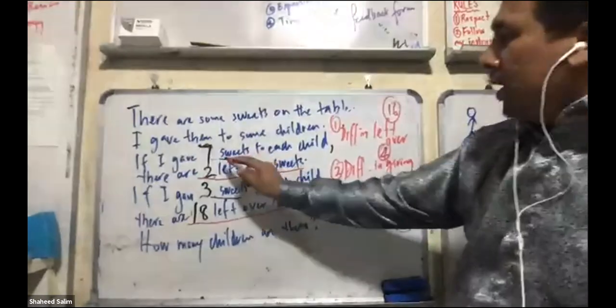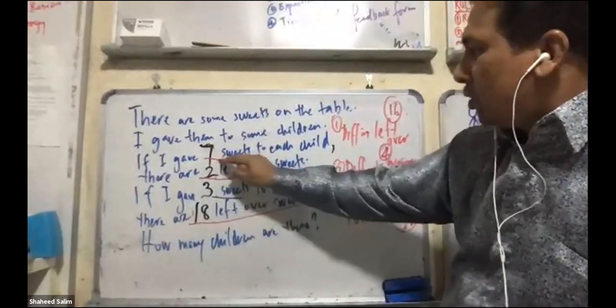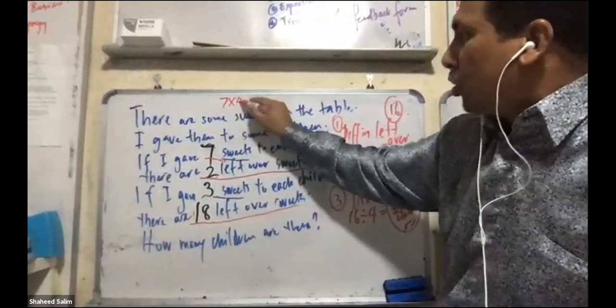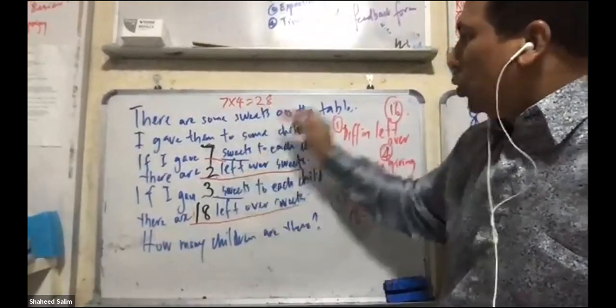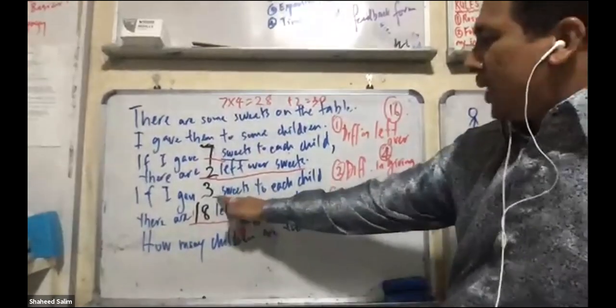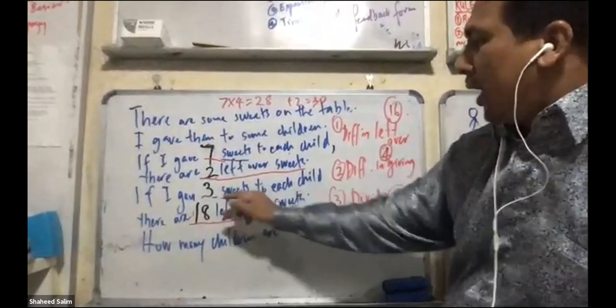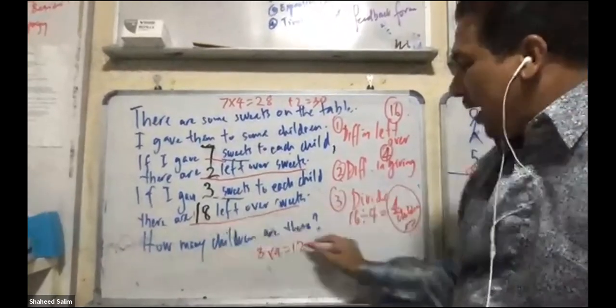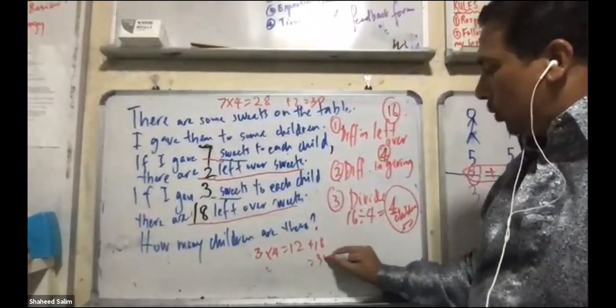4 children, yeah. But how many sweets altogether? Let's try. If each child gets 7 sweets, 7 times 4 children is 28, plus 2, 30 sweets. Good. If 3 sweets are given to each child, 3 times 4 is 12, plus 18 is 30 also. So it works. Total number of sweets is 30.